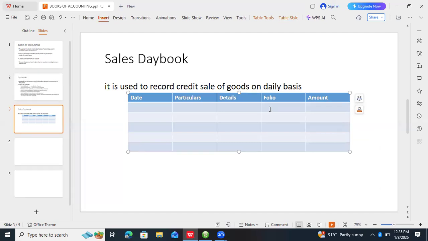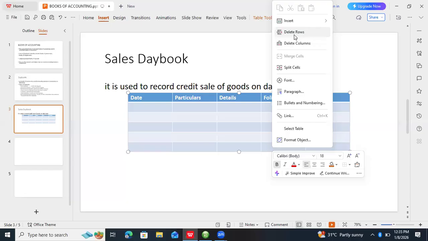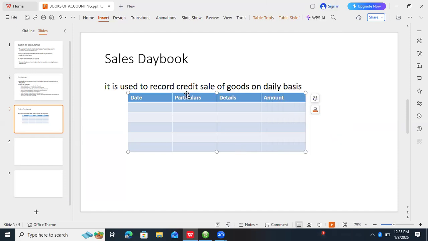Now, as my dear professors, unfortunately, or should I say fortunately, you shouldn't worry yourselves with the folio column, because it's not a column that is required of us to prepare, because most of the times we are just doing everything on a sheet of paper. So you can't be referring to pages and books and all that. So we normally ignore the folio page, right? So that is going to go off. So we now have the date, particulars, details, and amount.